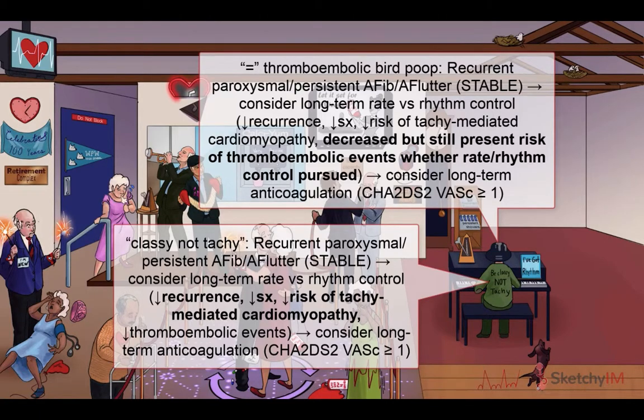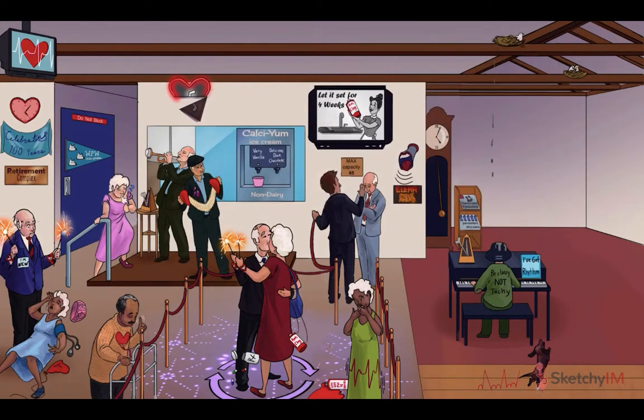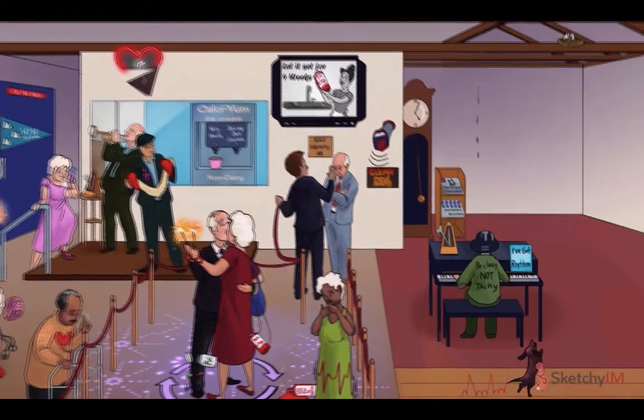But here's the thing: rate and rhythm control are associated with a similar rate of mortality and stroke, represented here by the equal sign hat covered in thromboembolic bird poops. That's right. You'd think that rhythm control is better than rate control, since rate control meds merely control the ventricular rate, while the irregular rhythm persists, which, theoretically, can lead to blood stasis and clot formation. But patients on only rhythm control also remain at risk of stroke even if they appear to be in normal sinus rhythm. Turns out that there may be undetected and often asymptomatic periods of atrial fibrillation. All in all, stroke risk is decreased with both methods, but not zero.